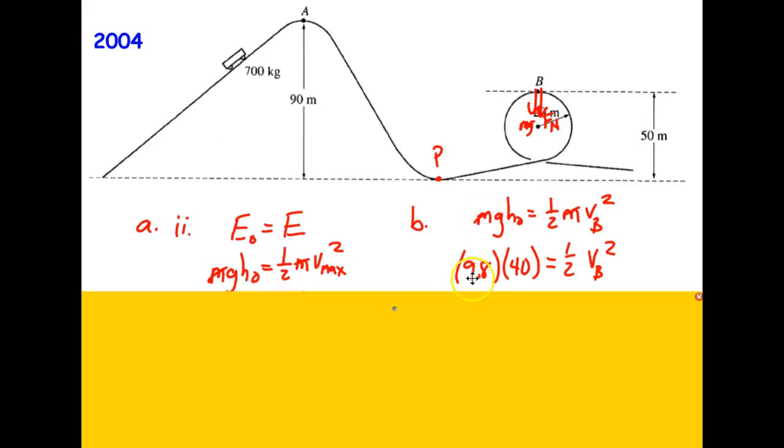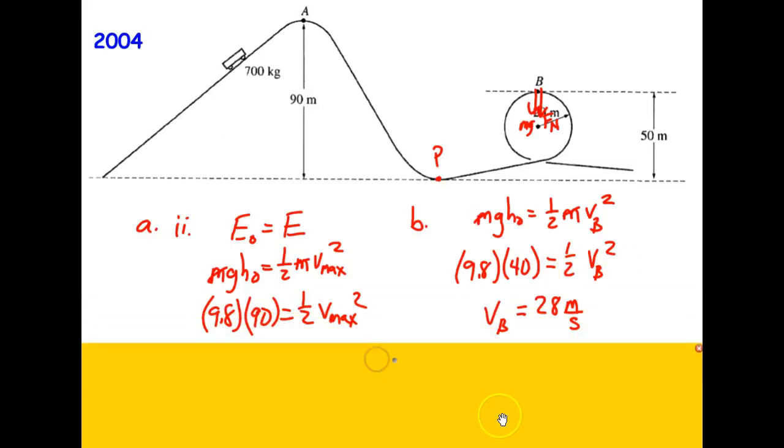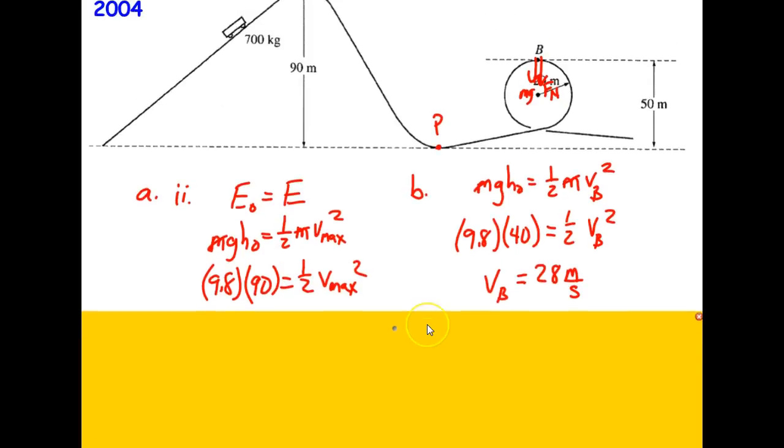Mass cancels again, and we get 9.81. B is 40 meters below A, 90 minus 50. So the initial height of A above B is 40 meters, equals 1/2 VB squared. Solving for VB, we get 28 meters per second.